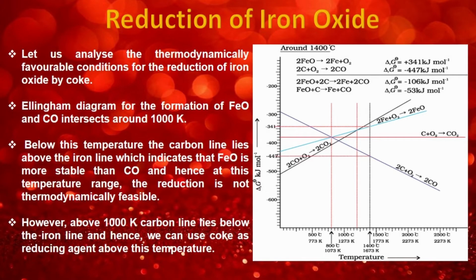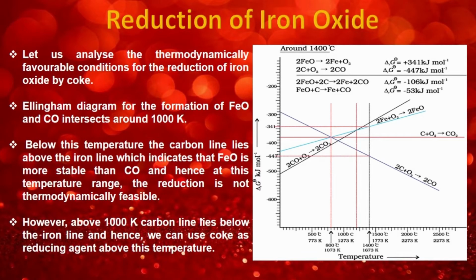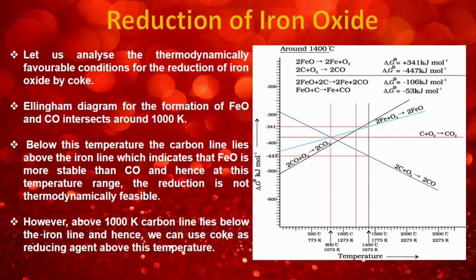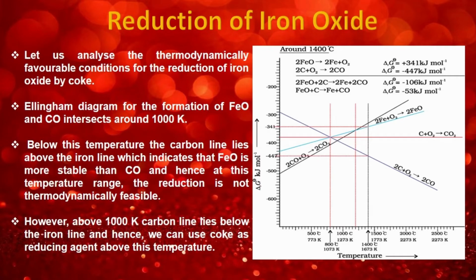In the Ellingham diagram you can see around 1400 degrees Celsius, delta G of formation of iron oxide is equal to minus 341 kilojoules per mole. Let's consider the reverse reaction, that is iron oxide getting reduced to iron. So delta G for that reaction will have the same magnitude, whereas I will reverse the sign. So delta G for that reaction will be equal to plus 341 kilojoules per mole.